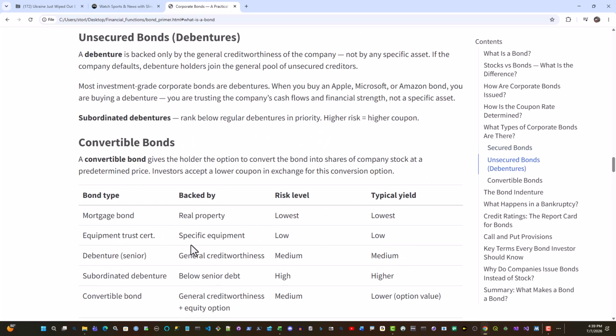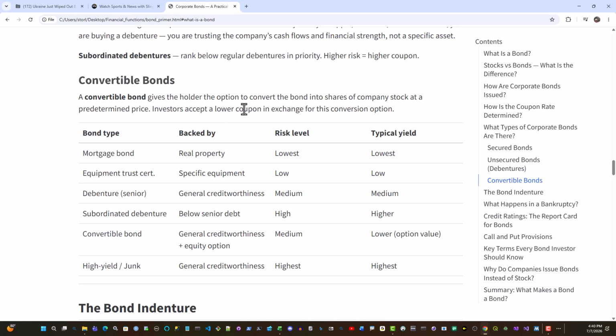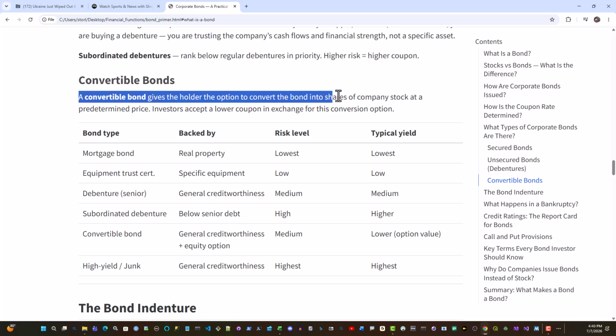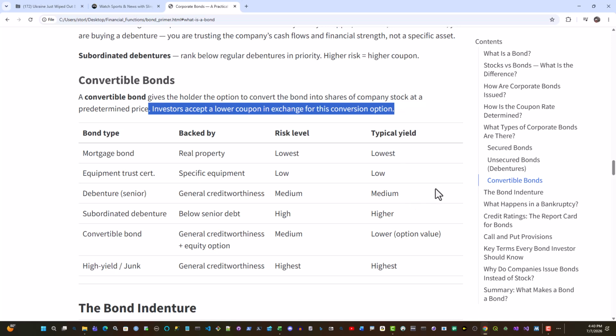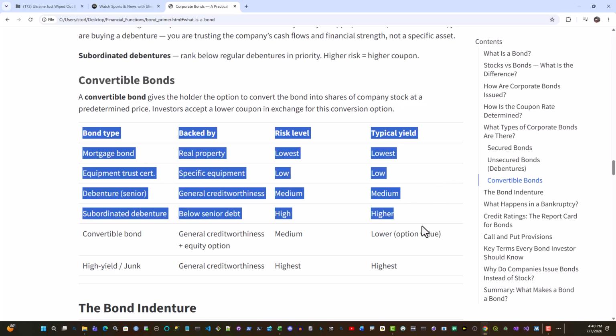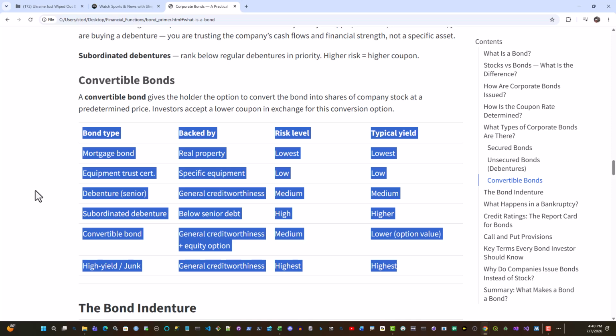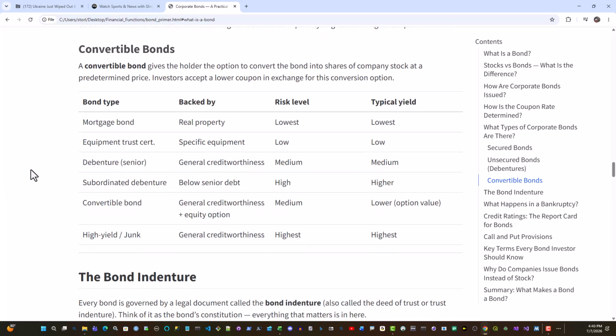There's also convertible bonds, okay? And convertible bonds can actually be converted into stocks at a certain point in time. So that makes it interesting for some investors because they can basically turn their bonds into stocks at a certain point in time. And therefore, they're willing to accept a lower coupon payment in exchange for the conversion option. Now here you can see the typical yields, the risk levels, and the bond types. So I'll let you look at that.